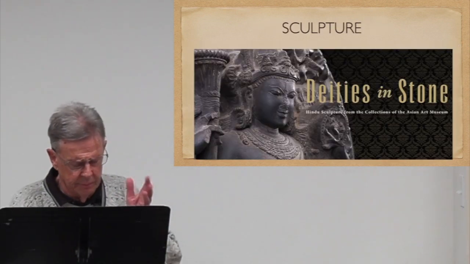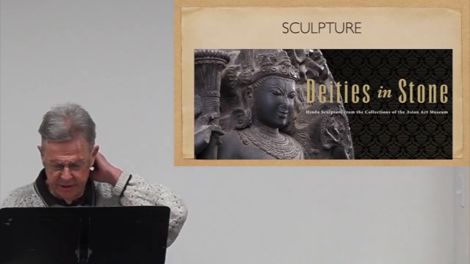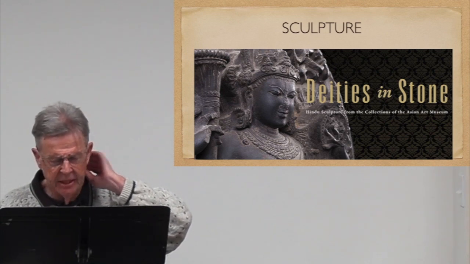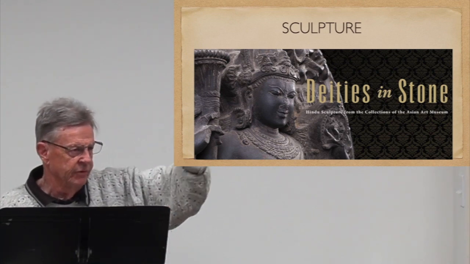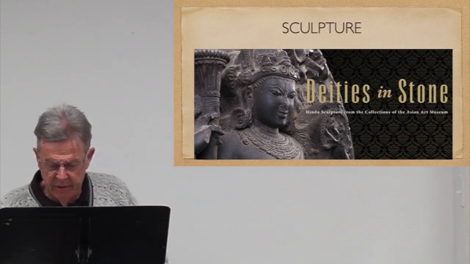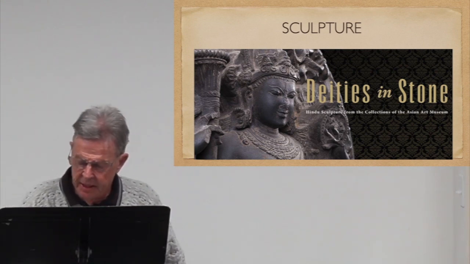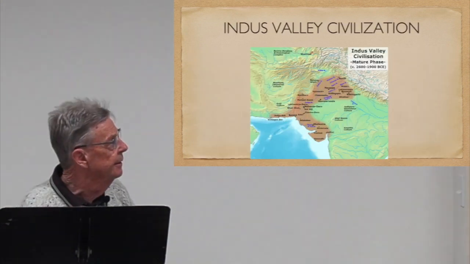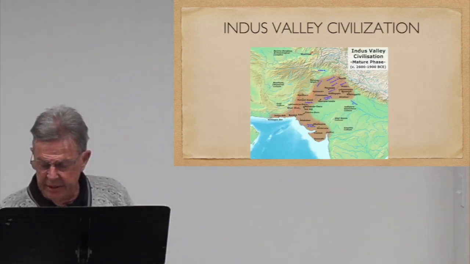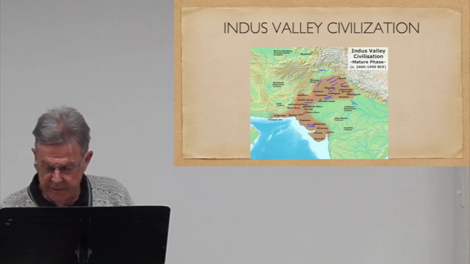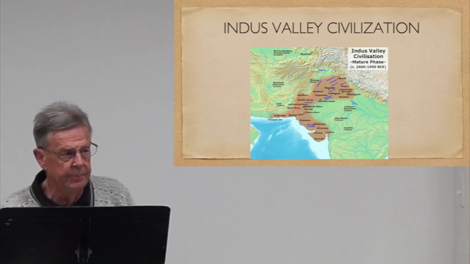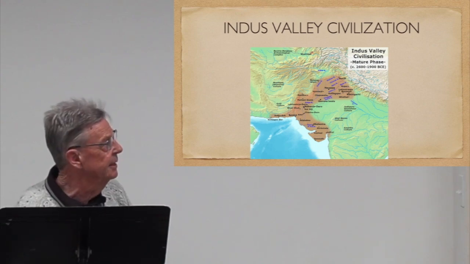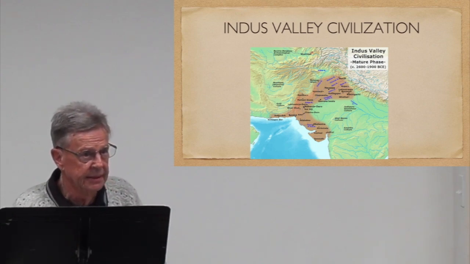Okay, so those are temples. Let's move now to just standing sculpture. We've seen some sculpture on the temple walls, but we'll focus now on sort of a historical survey. The first known sculpture in the subcontinent comes from what is known as the Indus Valley Civilization, 3300 BCE, in the northwest of what is today Pakistan.